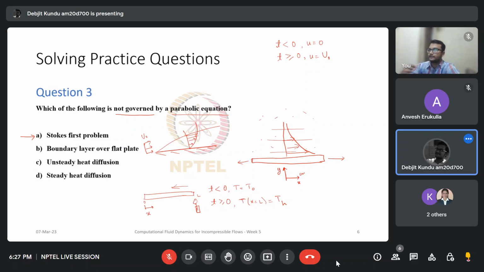Let's have a look at the actual equations governing these problems. So let's start from the bottom. So steady heat diffusion. What is the equation for it? Can anyone help me with it?